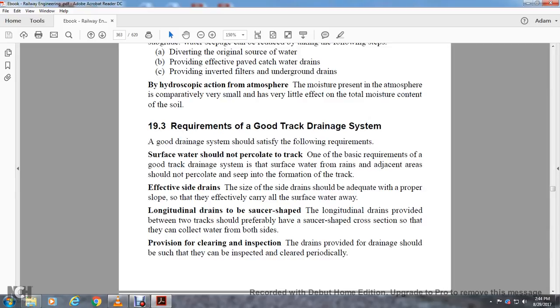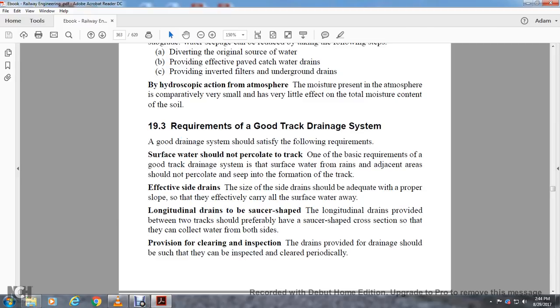19.3 Requirements of a good track drainage system. A good drainage system should satisfy the following requirements. Surface water should not percolate into the track. The basic requirement of a good drainage system is that surface water from the rain and the adjacent areas should not percolate and seep into the formation of the track. Effective side drains should be adequate, with the proper slope of the soil, to effectively carry all the surface water away. Longitudinal drains to be saucer shaped.